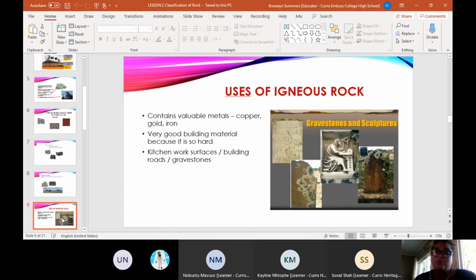Right, so you must know some uses of igneous rocks. The most common one is used in kitchens, as work surfaces, and gravestones in cemeteries.